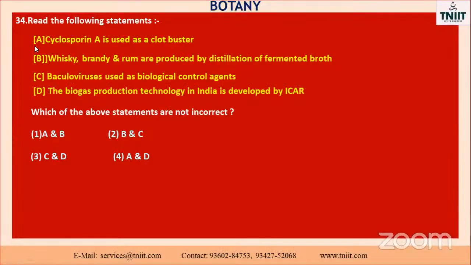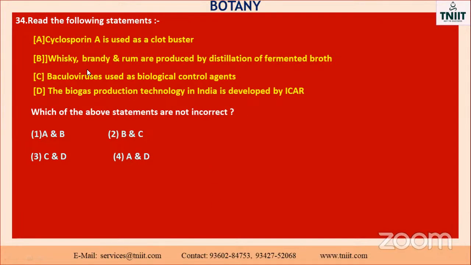What is the next one? Read the following statements. Cyclosporin A is used as a clot buster. Whiskey, brandy, rum are produced by the distillation of the fermented broth. Baculovirus is used as a biological control agent. The biogas production technology in India is developed by ICAR. Which one is the correct answer?